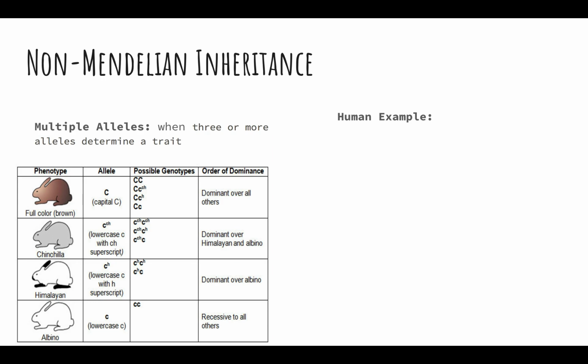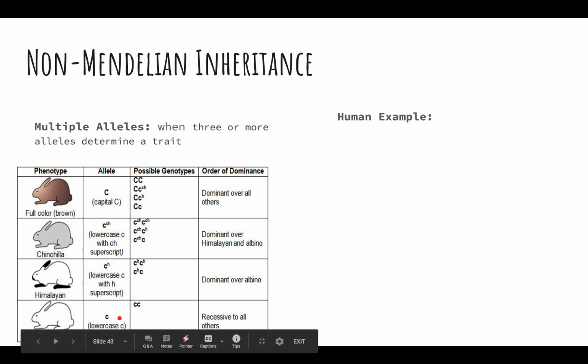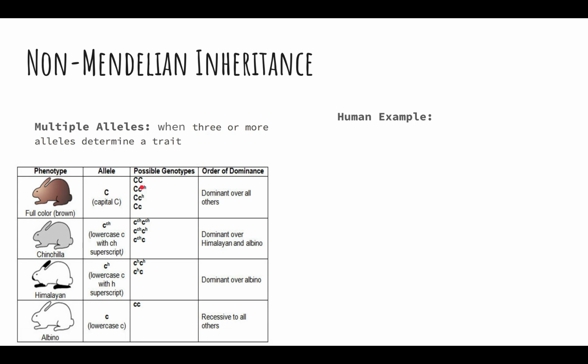Then there's multiple alleles. So there can be 3 alleles or more that can determine one single phenotype, one single trait. And in the example with rabbits, they have these allele combinations: capital C, and then little c with a CH superscript, or just a c with a little h subscript, or just a plain old little c. So if they're capital C, which is dominant over everything, if it's present at all, then the rabbit will be brown. It doesn't matter what other ones it's paired with, those others are all recessive.